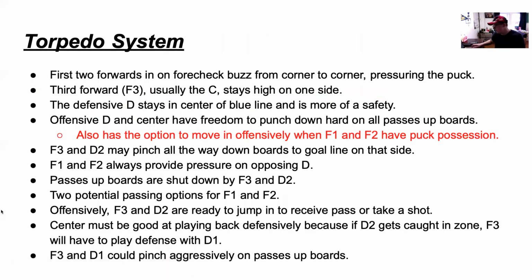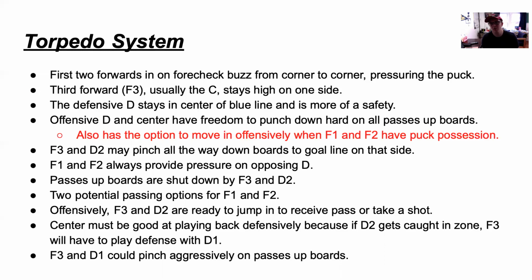Okay, and then we have the torpedo system, and this is a lot of wording, I know that. So the first two forwards on the forecheck buzz from corner to corner, pressuring the puck. When it says buzz, it means moving your feet. Okay, third forward, which is F3, usually takes the center, stays high on one side. The defensive D stays in the center of the blue line and is more of a safety.